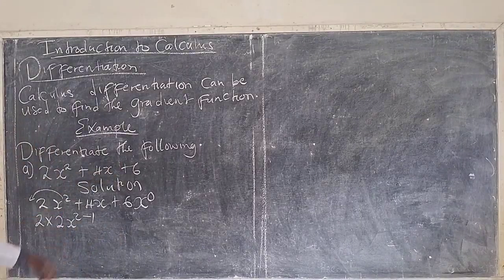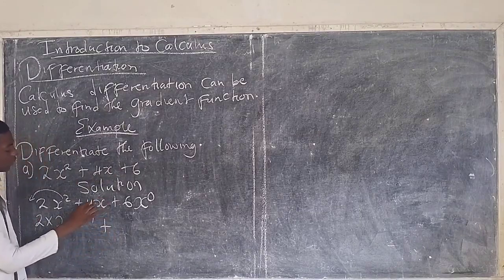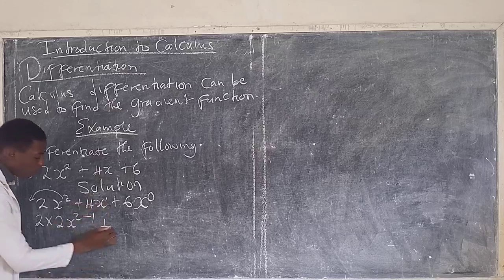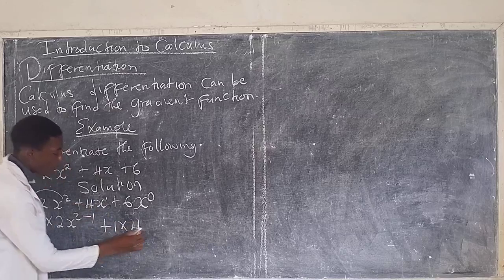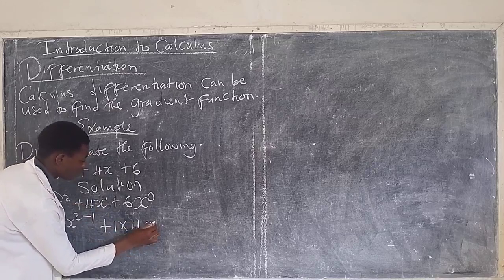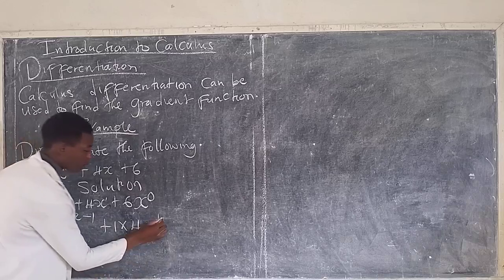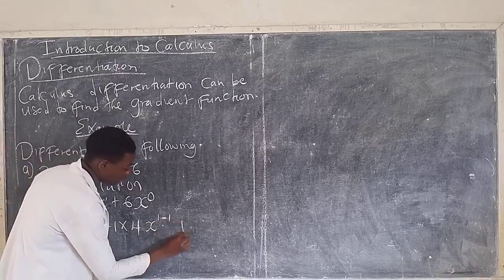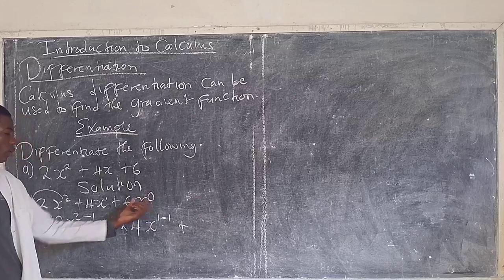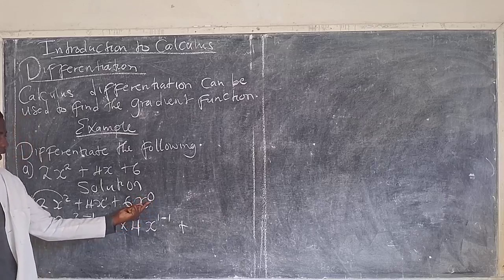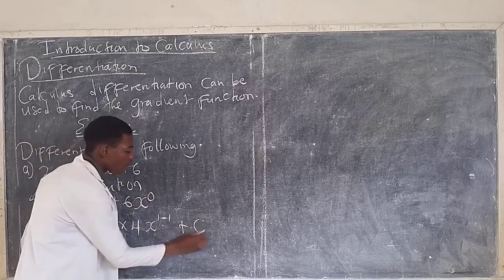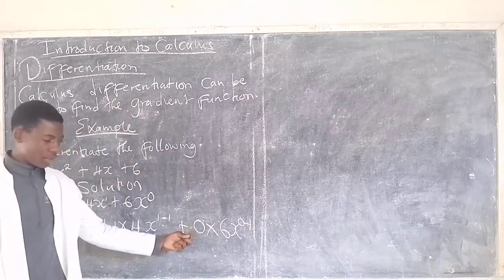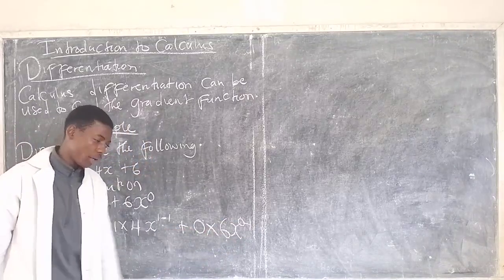Then plus, this 4x is the same as 4x raised to the power 1. We multiply 1 times 4, x raised to the power 1, and then subtract 1 from the power. Then we have plus the constant. If we have an equation like this, when this power goes that side, we have 0 times whatever we will have. Still, the answer will be 0, because any number multiplied by 0 is what?